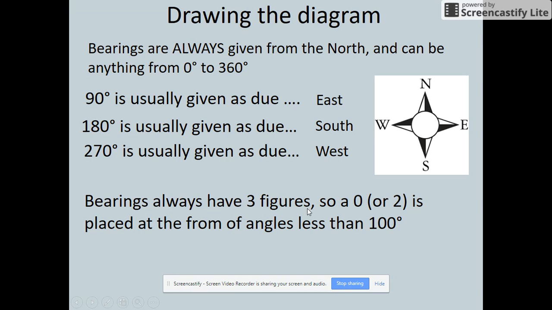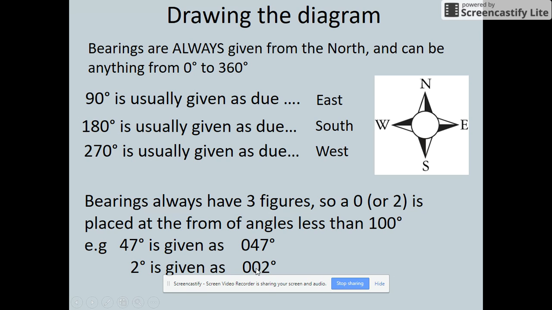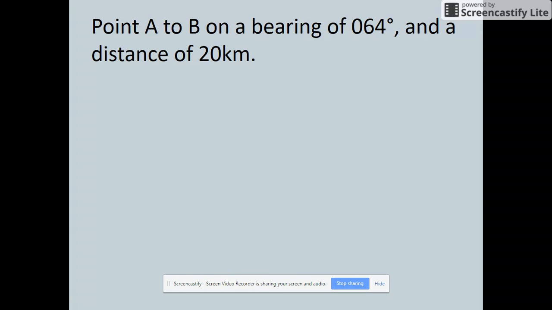Bearings always have 3 figures. So if you say 0, or the number 2, it's placed in the form of angles less than 100 degrees. So 47 is given as 047, and 2 would be 002. So they always have 3 figures. Okay. You can have a look at other examples.